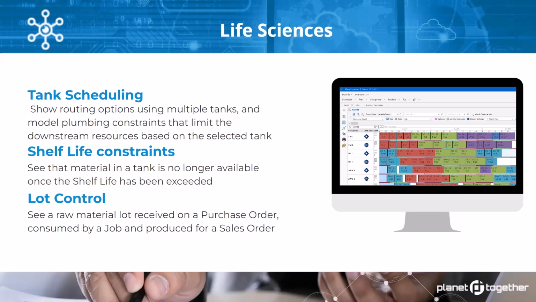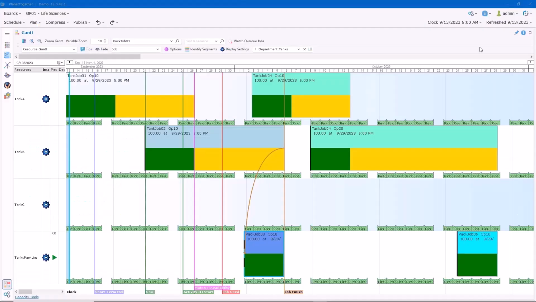Next is shelf life constraints, where we see that material in a tank is no longer available for production once the shelf life has been exceeded. And lastly, we'll look at lot control, where we'll see a raw material lot received on a purchase order, consumed by a job, and produced for a sales order. In the first use case, we'll look at modeling tanks.